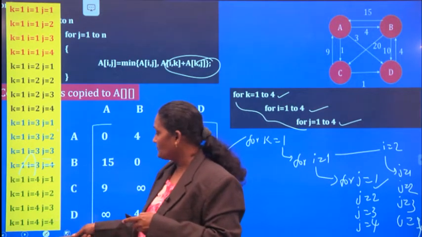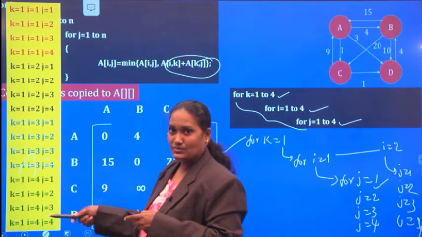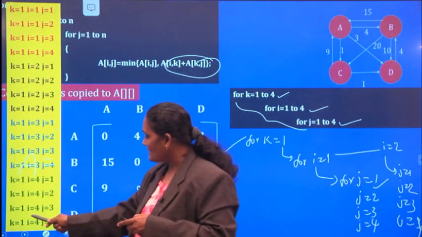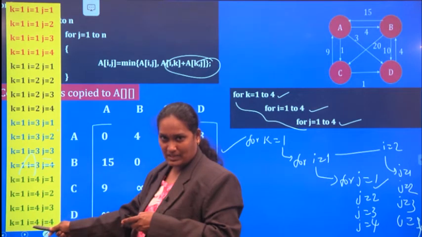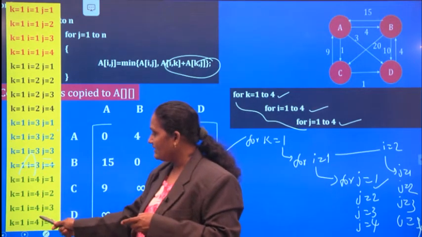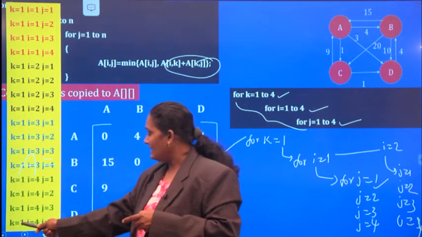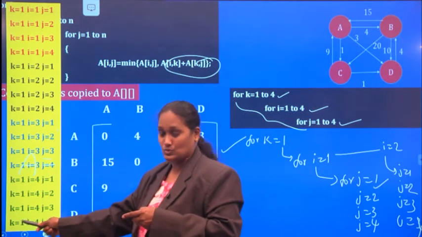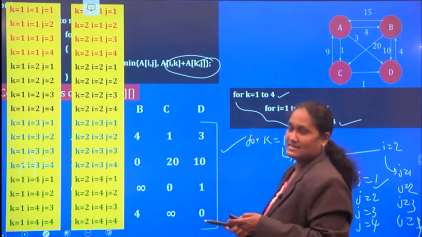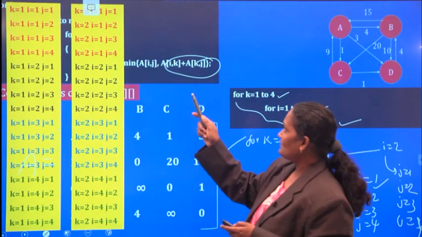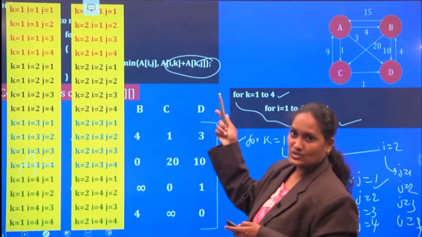Now I can come out of this loop, and this loop is also completed. The i value already became 4, so this also completed. So I came into this loop. Here in this loop k becomes 2. Now in this case, what are the various cases that are present? k is equal to 2, i is equal to 1, j is equal to 1.